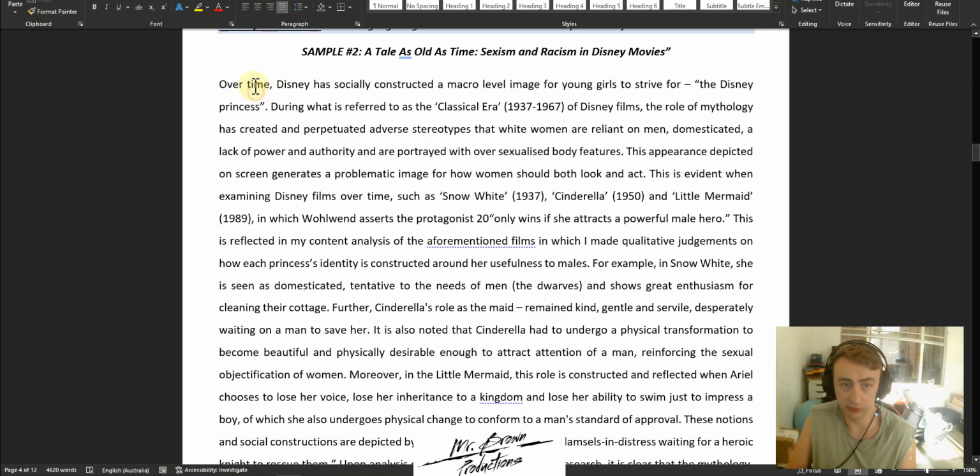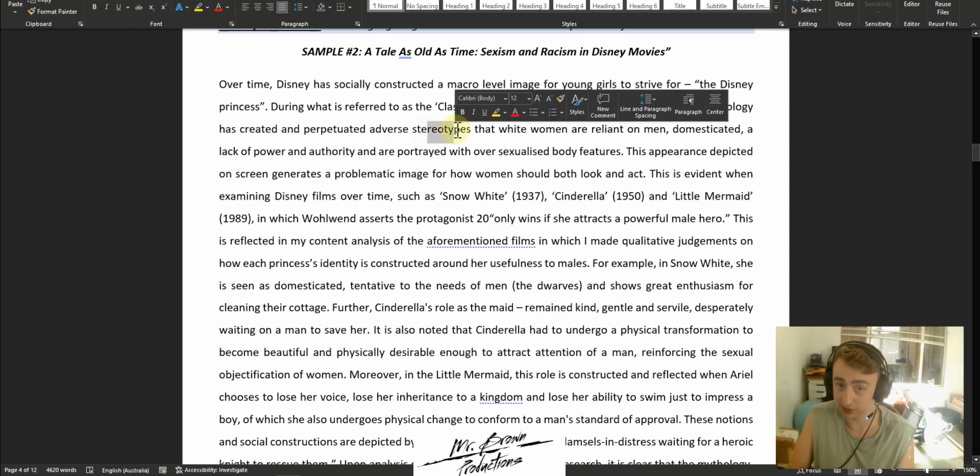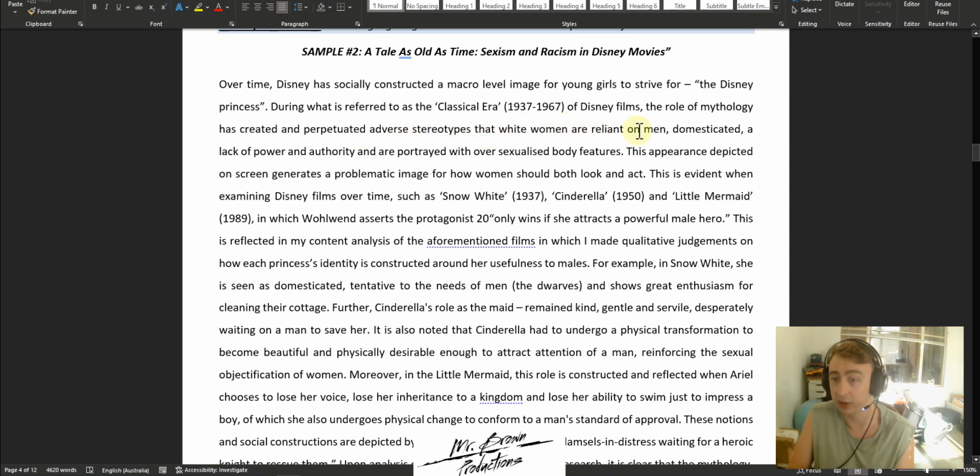So over time, so we've got one concept there already, Disney has socially constructed, at a macro level, image for young girls to strive for, the Disney princess. During what is referred to as the classical era of Disney films, the role of mythology has created and perpetuated adverse stereotypes that white women are reliant on men, domesticated, a lack of power and authority, and are portrayed with over-sexualized body features. This appearance depicted on screen generates a problematic image for how women should both look and act.